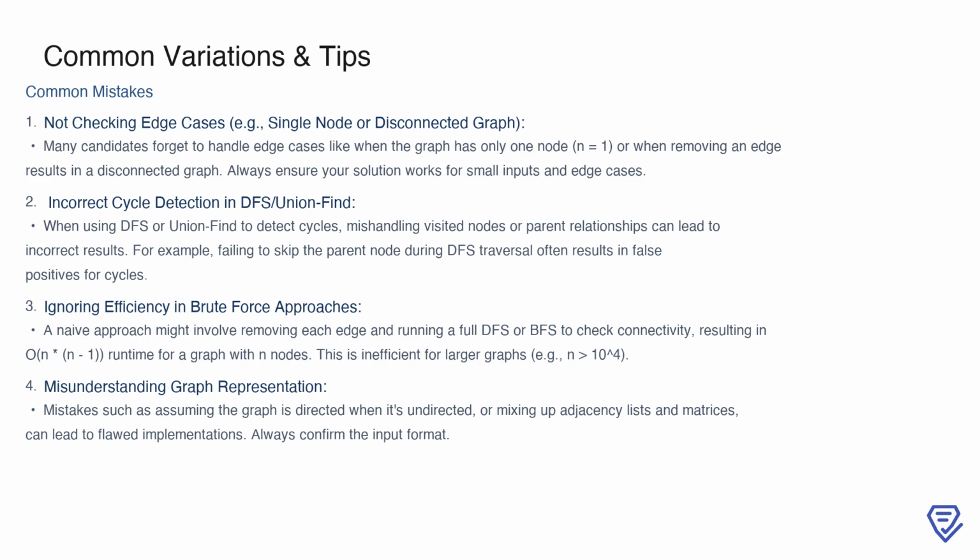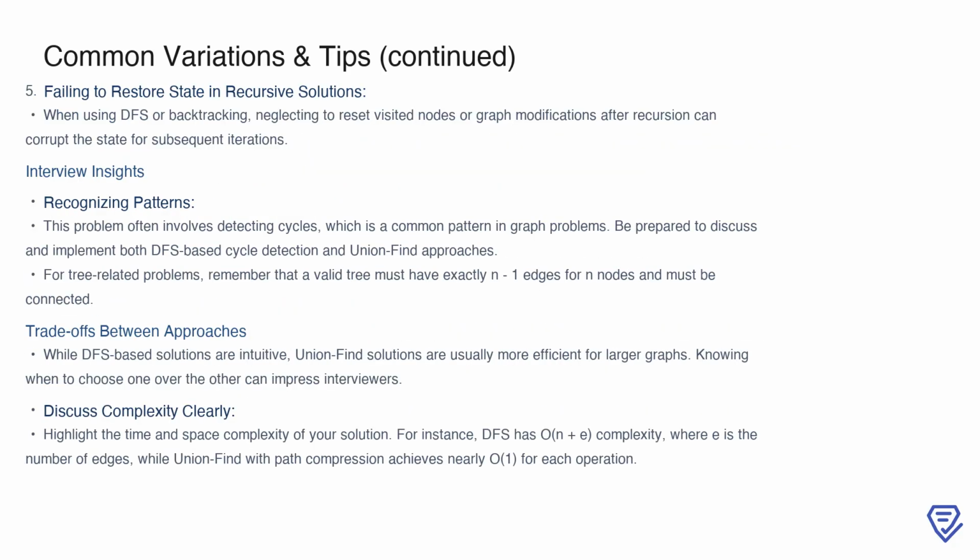Lastly, misunderstanding the graph representation, such as assuming the graph is directed when it's actually undirected, or confusing adjacency lists with matrices, can lead to incorrect implementations. Always ensure you understand the input format thoroughly before beginning your solution. Another issue to watch out for is failing to restore the state in recursive solutions. For example, when using DFS or backtracking, if you forget to reset visited nodes or undo graph modifications after recursion, the state can become corrupted, impacting subsequent iterations.